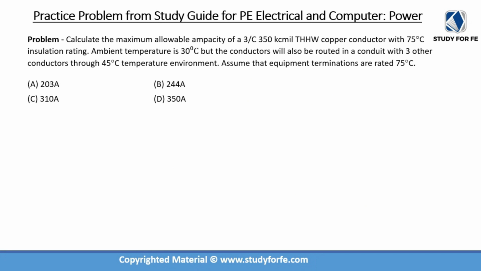In this problem, we are being asked to calculate the maximum allowable ampacity of a 3-conductor 350 kcmil THHW copper conductor with 75 degrees C insulation rating. Ambient temperature is 30 degrees C, but the conductors will also be routed in a conduit with three other conductors through a 45 degree C temperature environment. Assume that equipment terminations are also 75 degree C.